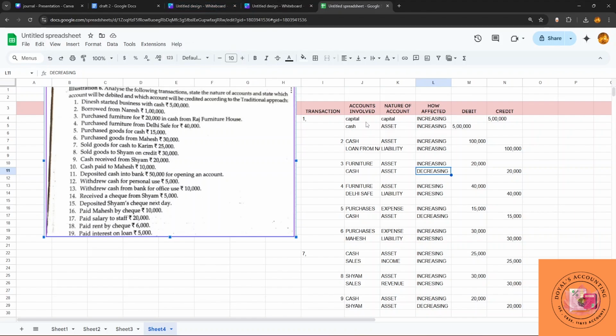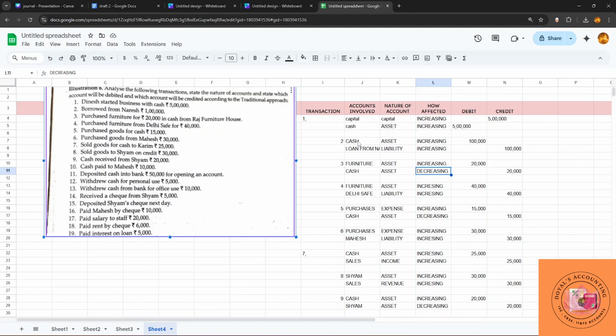Capital, cash. Capital is, we know, a personal account, so it will be credited, okay. Cash is a real account. Debit what comes in, credit what goes out. Cash is coming in, that's why 5 lakhs debit. Okay, cash account debit to capital account.